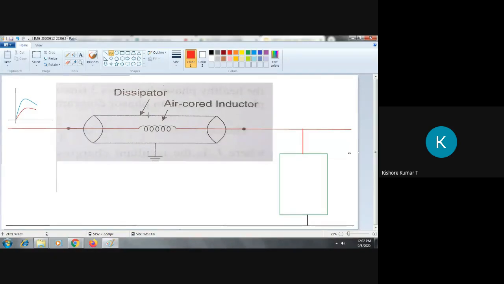The outer cylindrical layer is also a conducting material which is properly grounded, and this is a coil. You can imagine this like a two-winding transformer. So this is one winding and the dissipator will be acting as secondary of the transformer. Primary of the transformer is the air-cooled inductor. Secondary of the transformer is the dissipator.